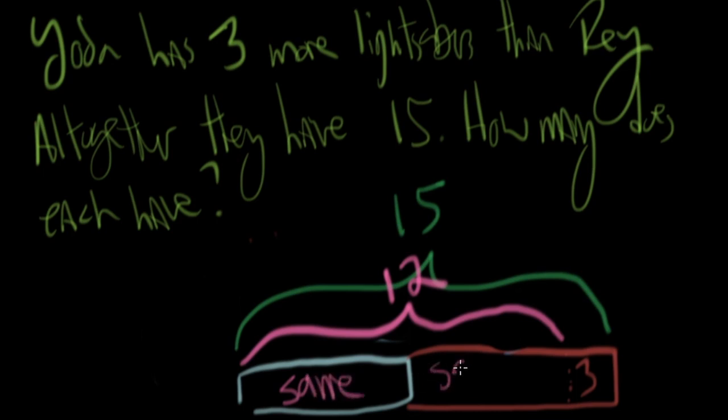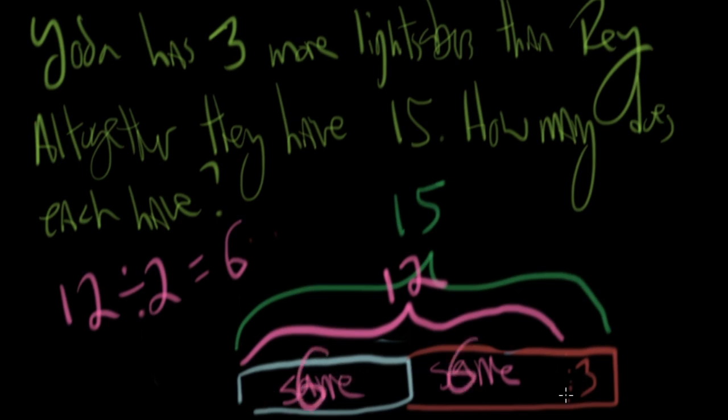Same and same. So there's 2 pieces. So you just have to go 12 and divide it by 2. And to know each piece is worth 6. So 6, 6, and 3. And that's how it looks using a comparison model for Unitary. So you know that Rey had 6 and Yoda had 9. And there we go. Okay.